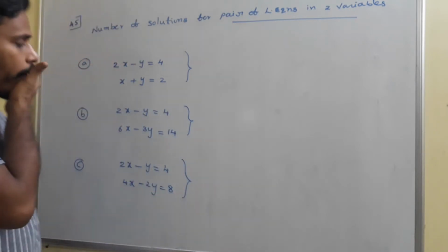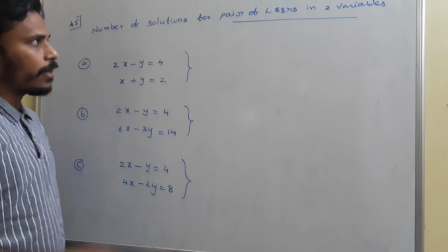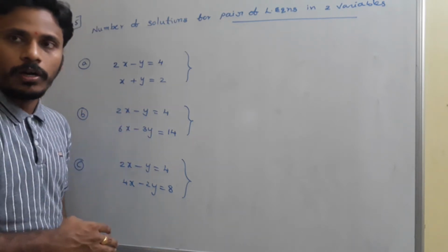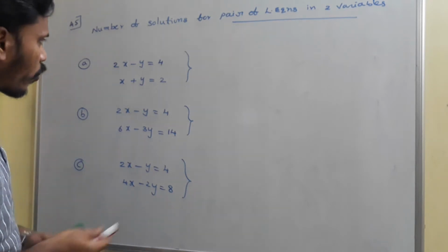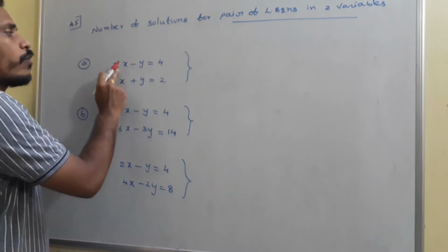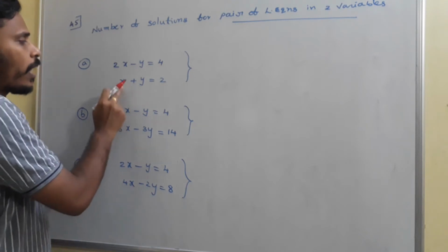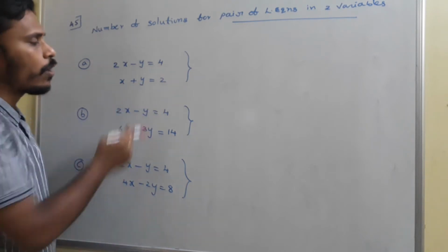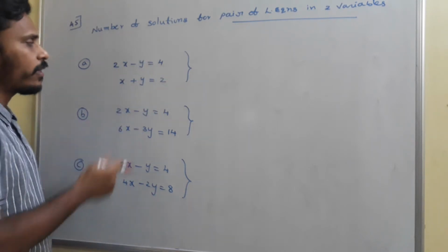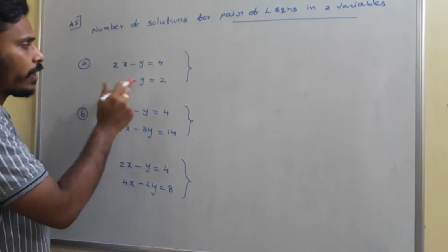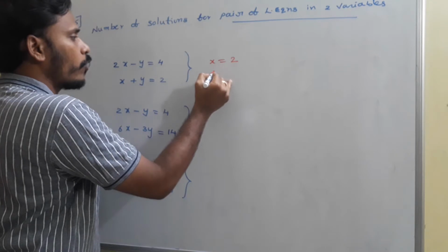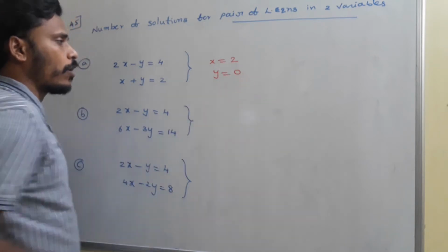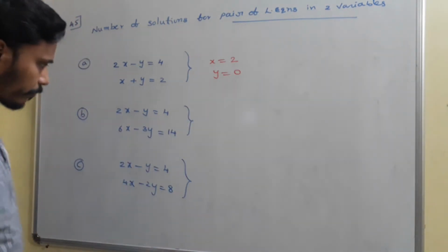Now we are going to identify the number of solutions, if they exist or not, for the given pair of linear equations. Just look at the first situation. This is 2x minus y is equals to 4, and here it is x plus y is equals to 2. Easily, on adding, y will get cancelled. You are left with x is equals to 2 and y is equals to 0, so in the first case your solution is x is equals to 2 and y is equals to 0, very clear.